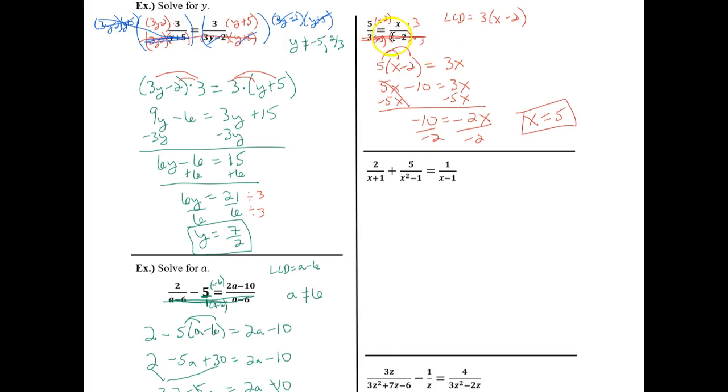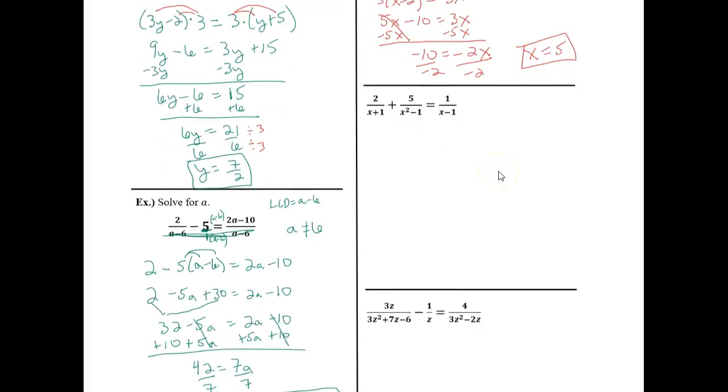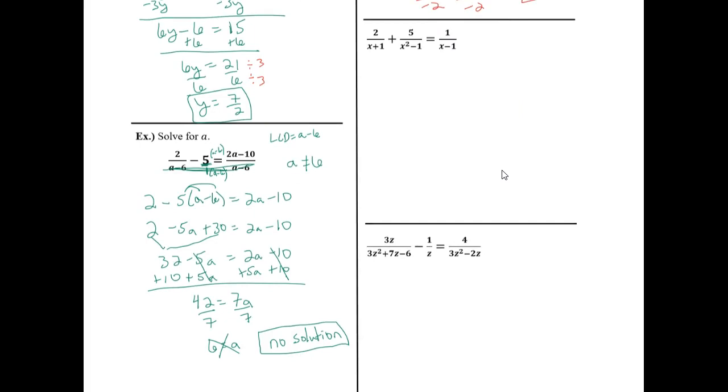Now, again, check our original domain. The only thing that would make the denominator 0 would be if I put in a 2 for x. So x could not be 2. Our solution was not 2. We should be able to plug it in and have it work. I'll leave the checks up to you.